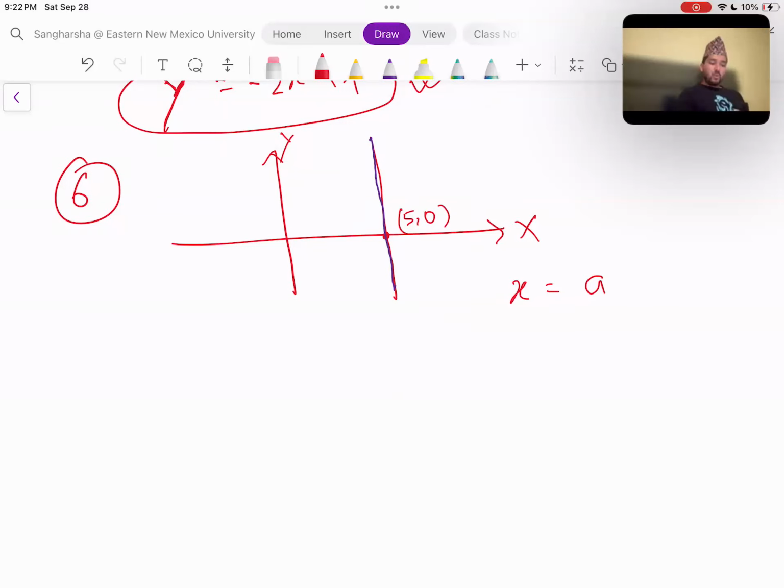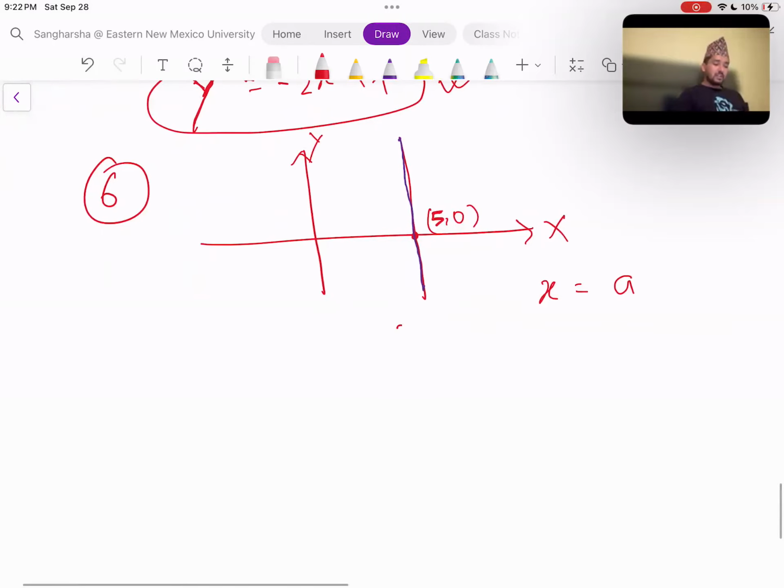At what point does this vertical line cross the x-axis? What is a? a is 5. So x equals 5 is the equation of this line.